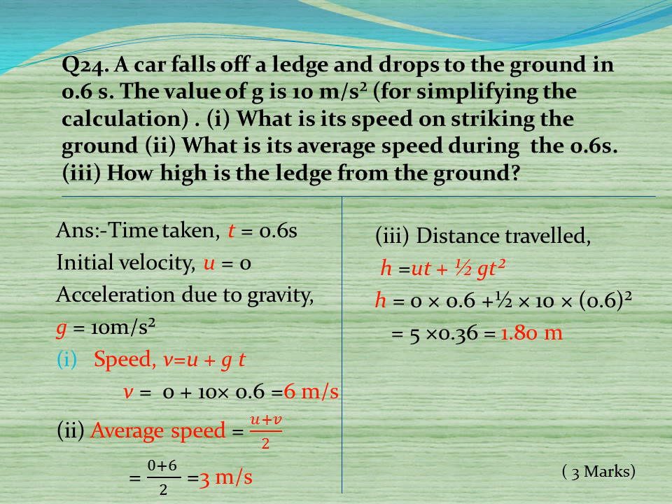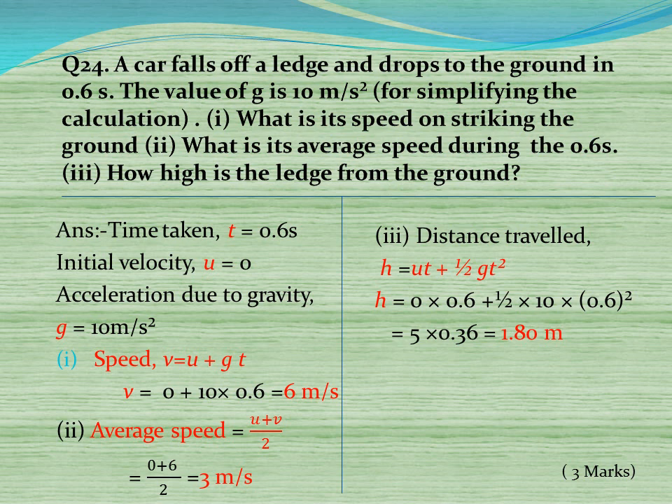Time taken t equals 0.6 second. Initial velocity u equals 0. Acceleration due to gravity g equals 10 meter per second squared. 1. Speed v equals u plus gt. v equals 0 plus 10 into 0.6 equals 6 meter per second. 2. Average speed equals (u plus v) by 2 equals (0 plus 6) by 2 equals 3 meter per second.